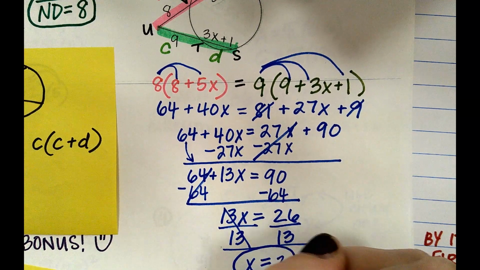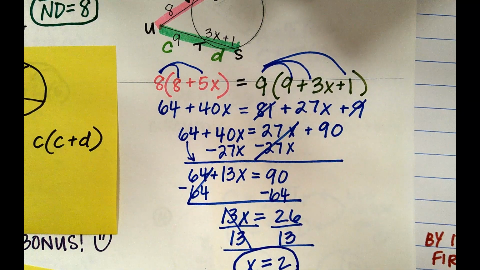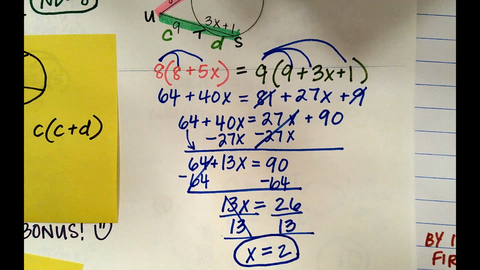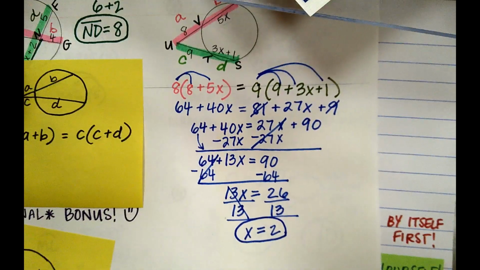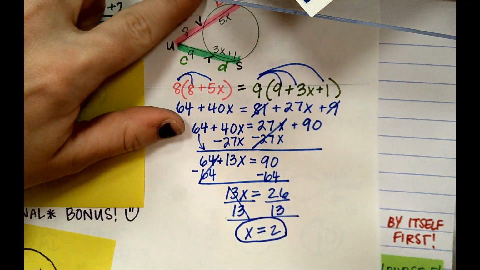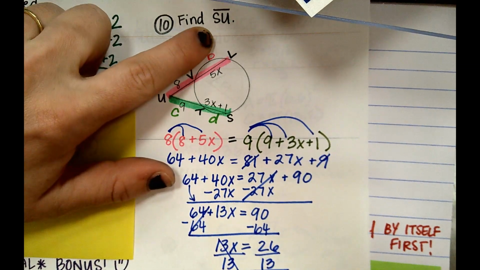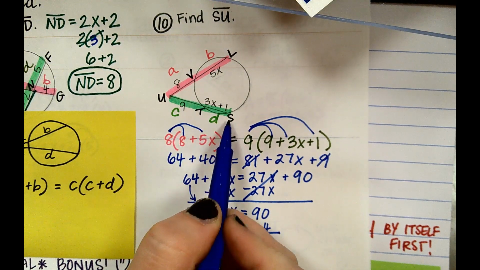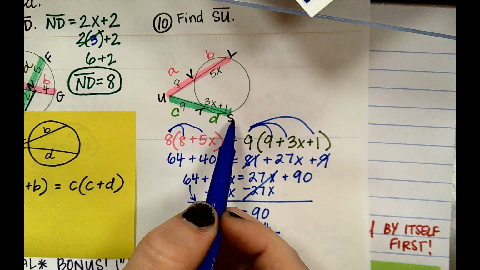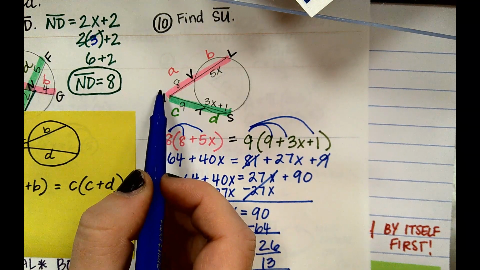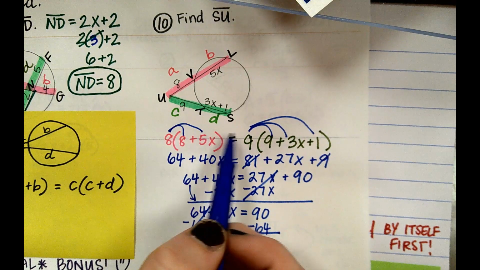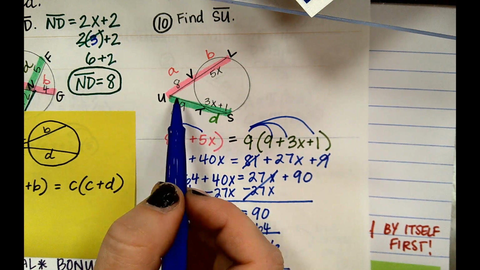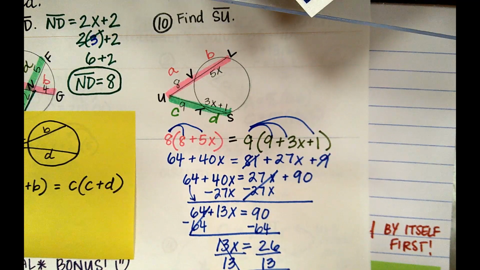X equals 2. Plug in to 3x plus 1. Okay, so we have x equals 2. Now, something to be real careful about is we want to find SU. 3x plus 1 is ST. What's SU? The full distance. Oh, full distance. So I need 3x plus 1 plus what? Plus 9. Add those together.